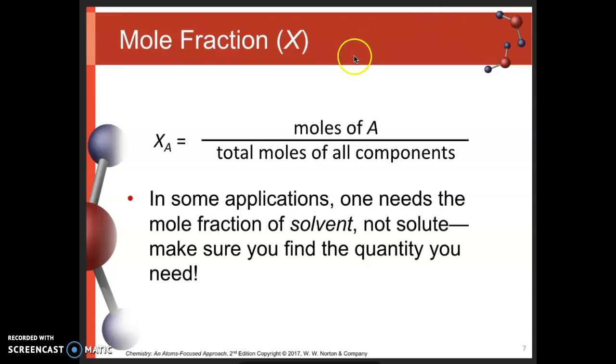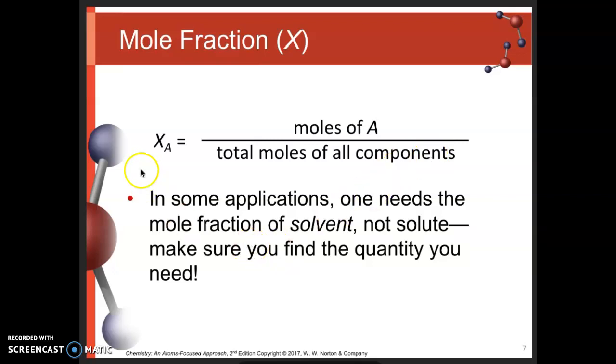So mole fraction is set up like this. It is usually given by this funny looking X. It's actually the Greek letter chi, and it's always given a subscript denotation here. So the letter A represents some component of the solution. It could be the solute, it could be the solvent, it really can be anything in the solution. But the mole fraction of A tells us how many moles of A are in that solution divided by the total number of moles of all the components in the solution.